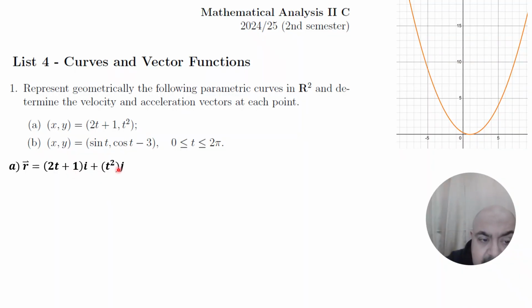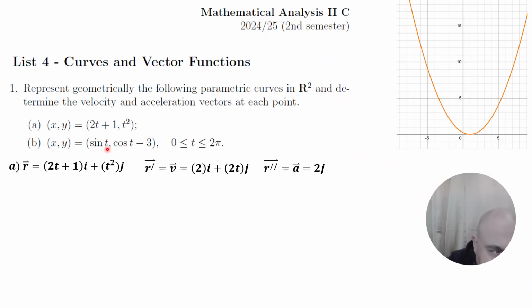T squared, it's going to be 2t. So that's r dash, which is going to be 2 in the direction of i, 2t in the direction of j, as you can see. And that's r double dash, which is 2j if you are differentiating to get the second derivative. So the first component is 0, while the second component is 2j, as you can see.